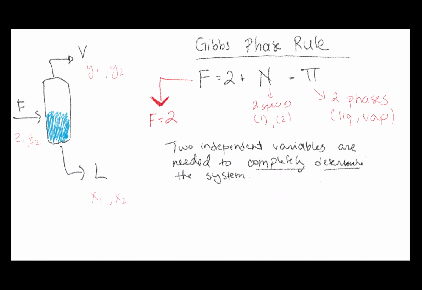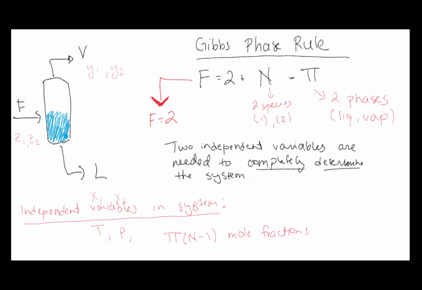So this means that we need 2 independent variables defined to completely determine the system. So what independent variables do we have? In any system, we will have the temperature and pressure, which could be defined, and n minus 1 mole fractions in each phase. We have n minus 1 because if we define all the mole fractions except 1, the other one will just be 1 minus the other one. So the number of independent mole fractions will always be 1 less than the total number of species that we have in our system. And that's in each phase.